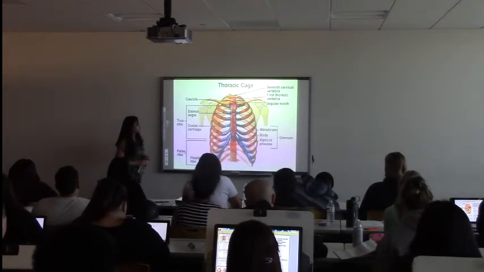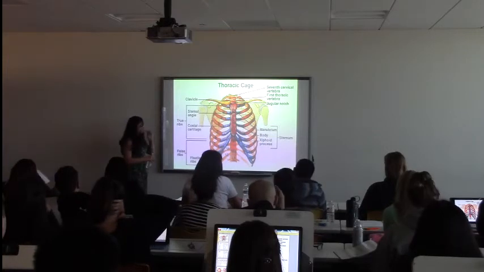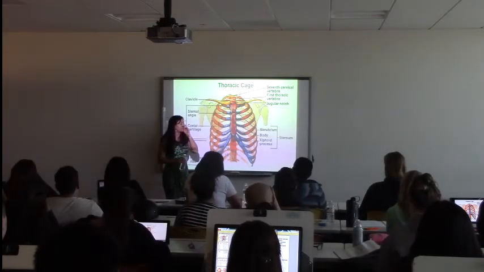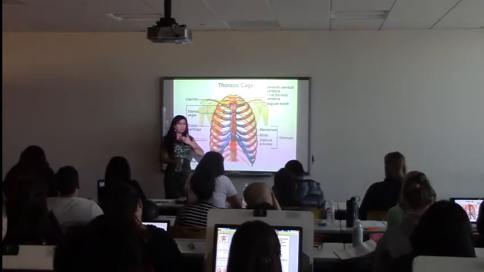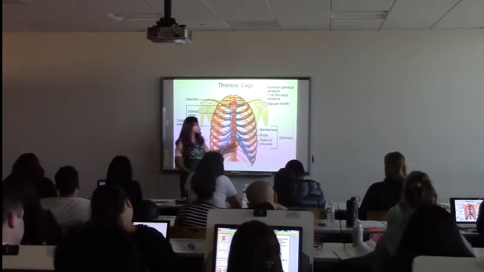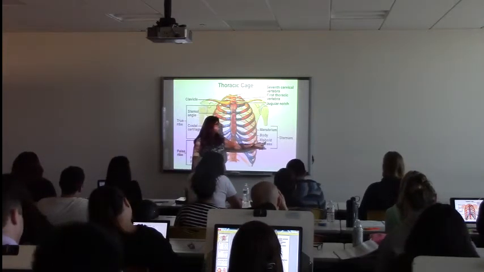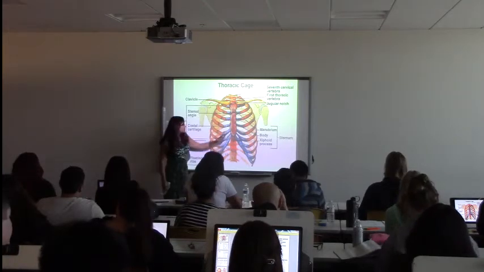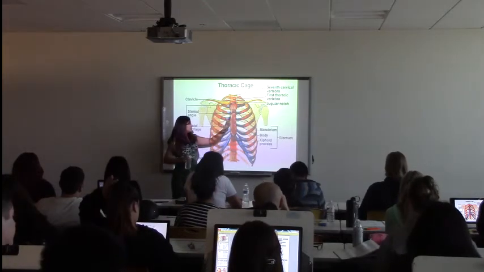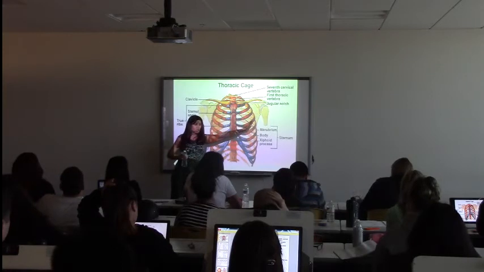Now, rib cage, thoracic cage. The thoracic cage is made up of 4 different structures. Anteriorly, it's made up by the sternum. And the sternum is split up into three sections: manubrium, body, and the xiphoid process. From the sides, it's made up of the ribs and its costal cartilage.